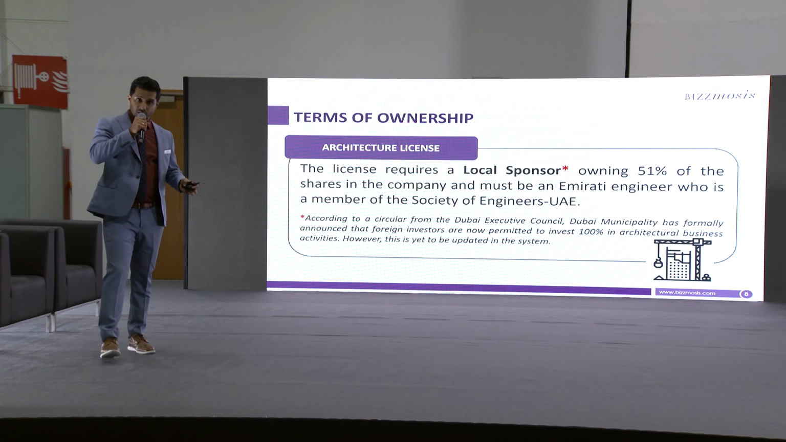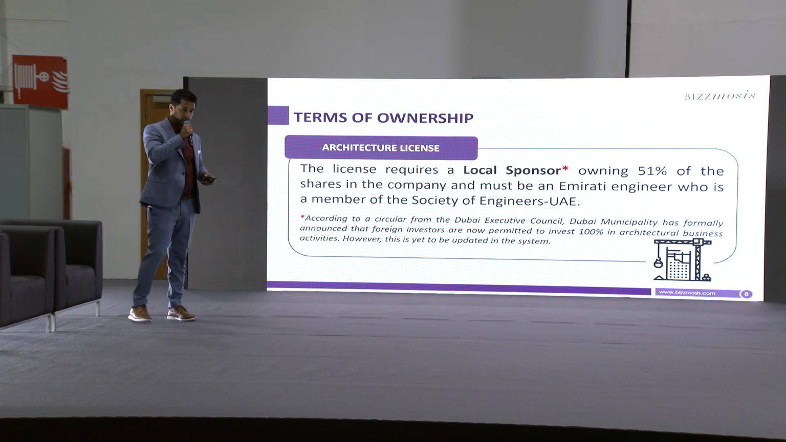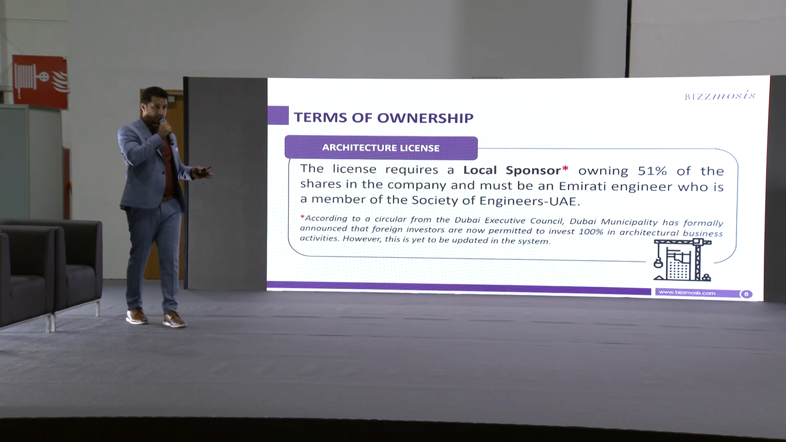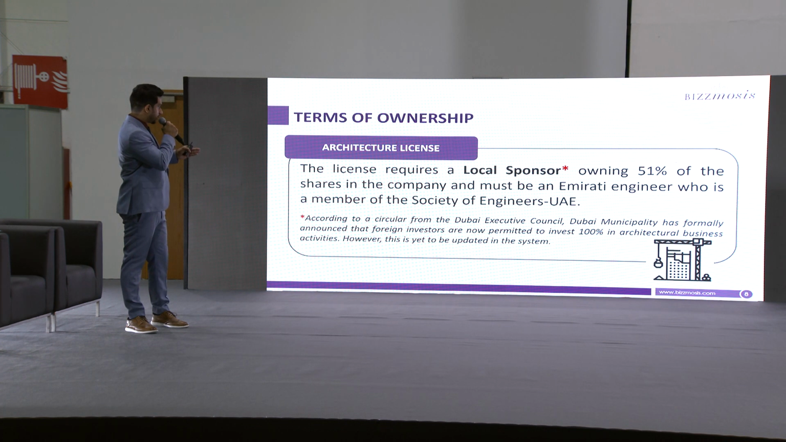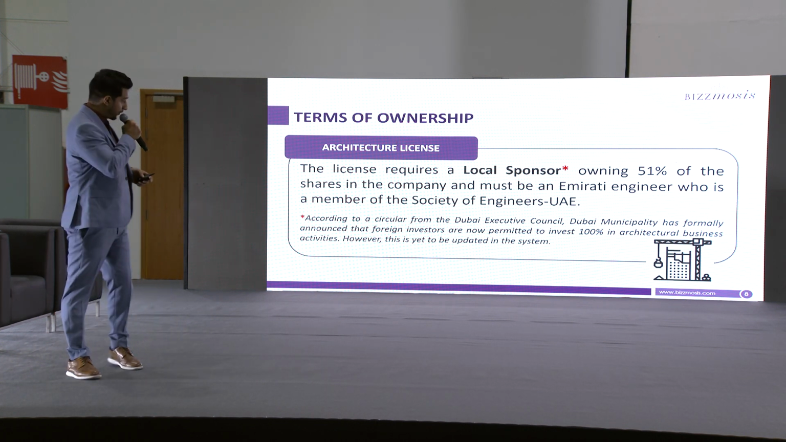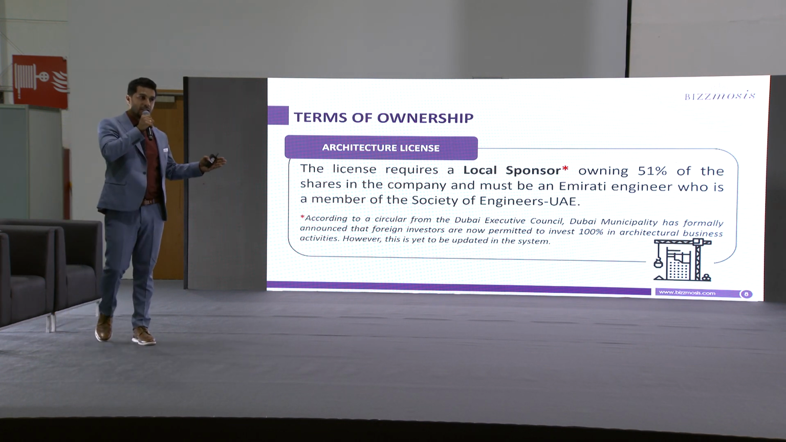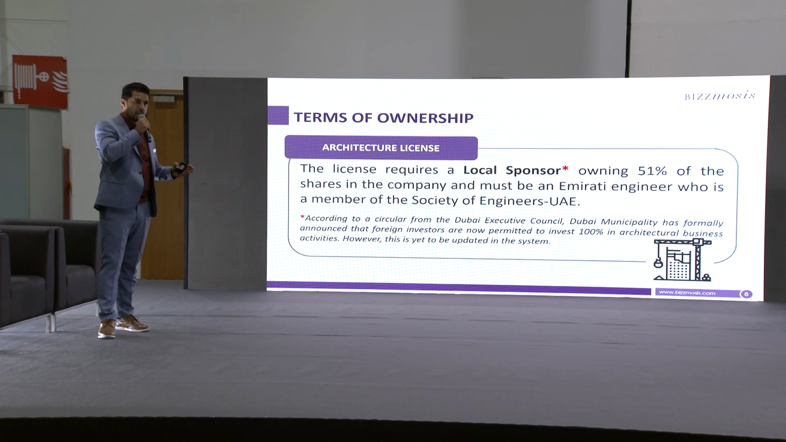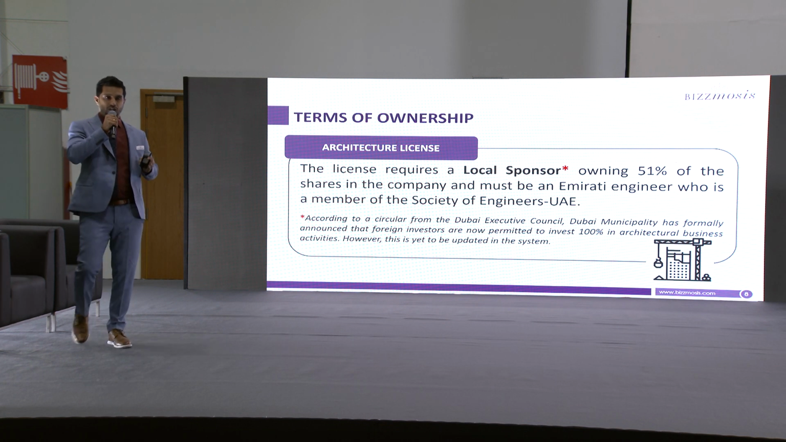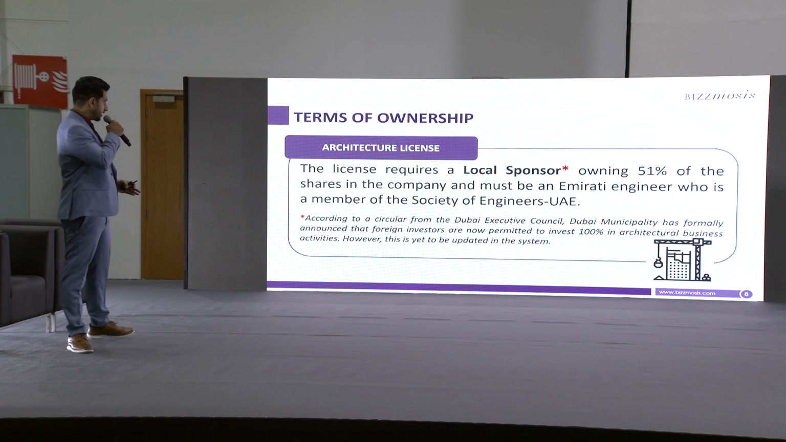However, it is very important to understand that the architectural license still requires a local sponsor owning 51% of the shares of the company, who must be an Emirati and a member of the Society of Engineers. So for an architectural license, compared to the construction license, you need the legal structure of 51% Emirati shareholders who should be a member of the Society of Engineers and have a relevant qualification in the construction field.